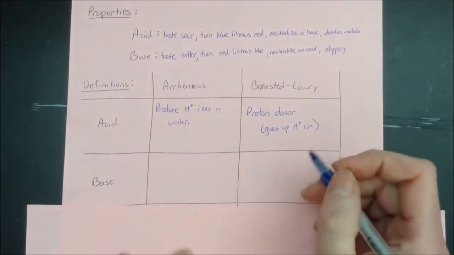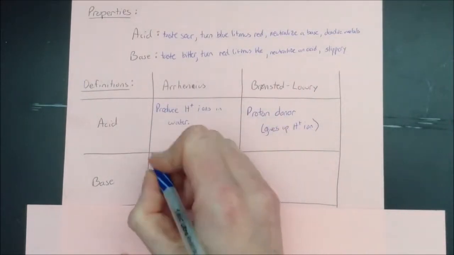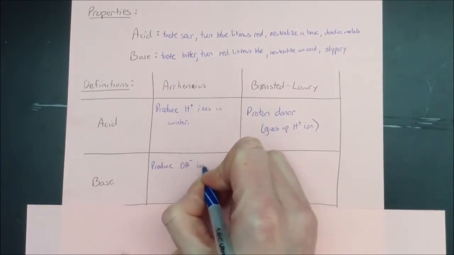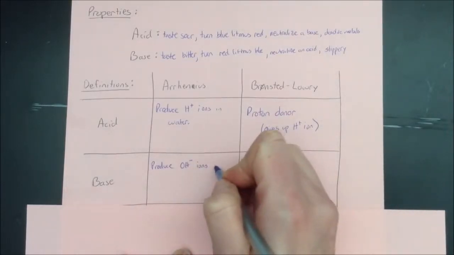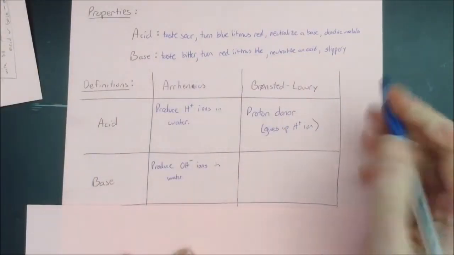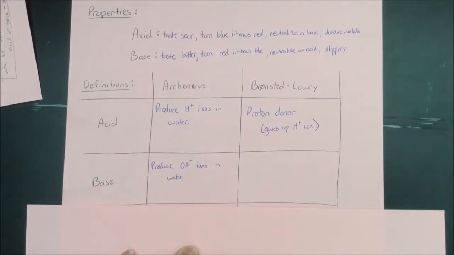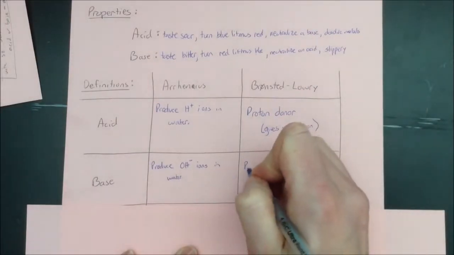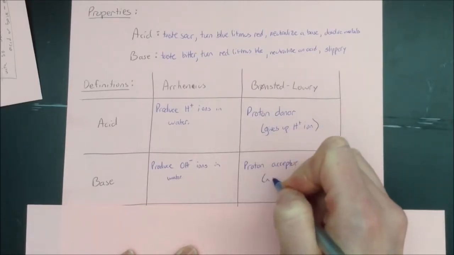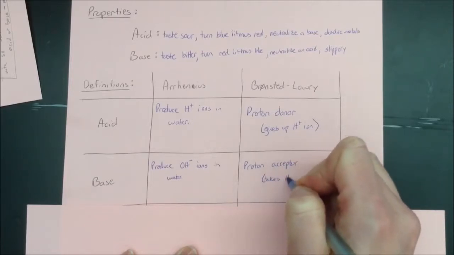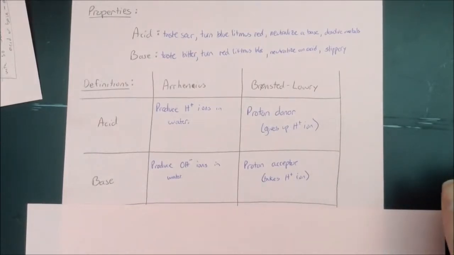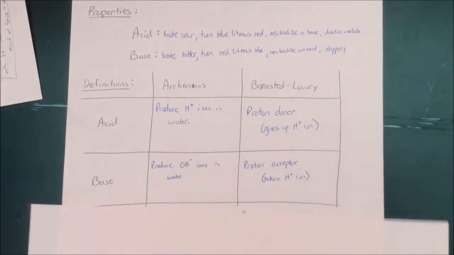With a base, Arrhenius says that they produce OH- ions. It's called a hydroxide ion. When you mix it into water, there ends up being more OH- ions in there than not. And the way Bronsted-Lowry describes these is also the opposite of his acid definition. It is a proton acceptor. That means it takes the H+ ion. So slightly different thought process here, but they're kind of similar. We'll talk about that more in a little bit.